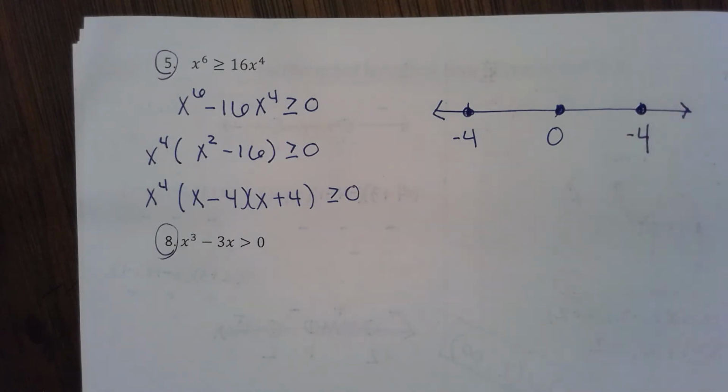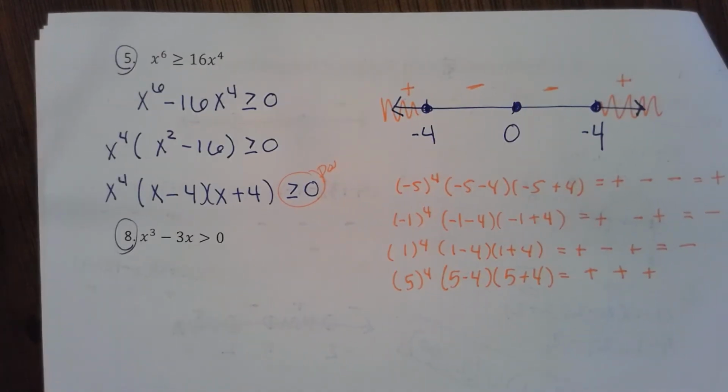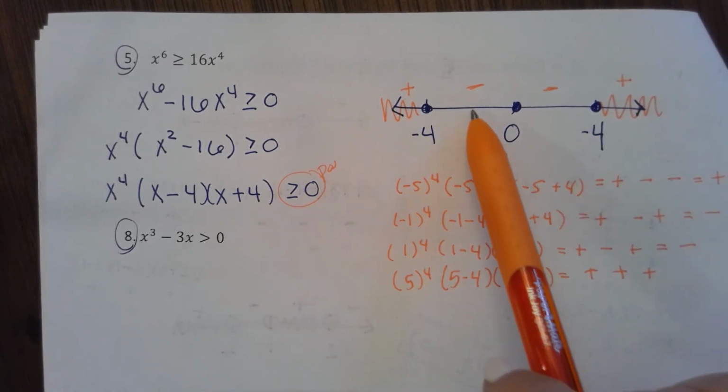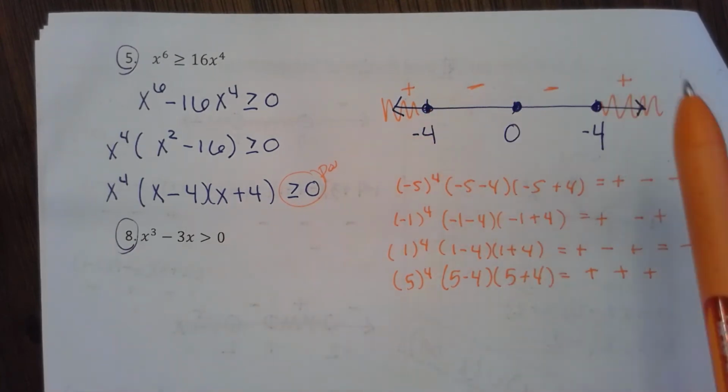And then we're going to figure out what are our positives and negatives. So why don't you guys pause and figure out the positives and negatives. All right, so hopefully you paused and did this work on your own. So here's the answers that I got. I got positive, negative, negative, positive. Because this is greater than 0, we want the positives, right?